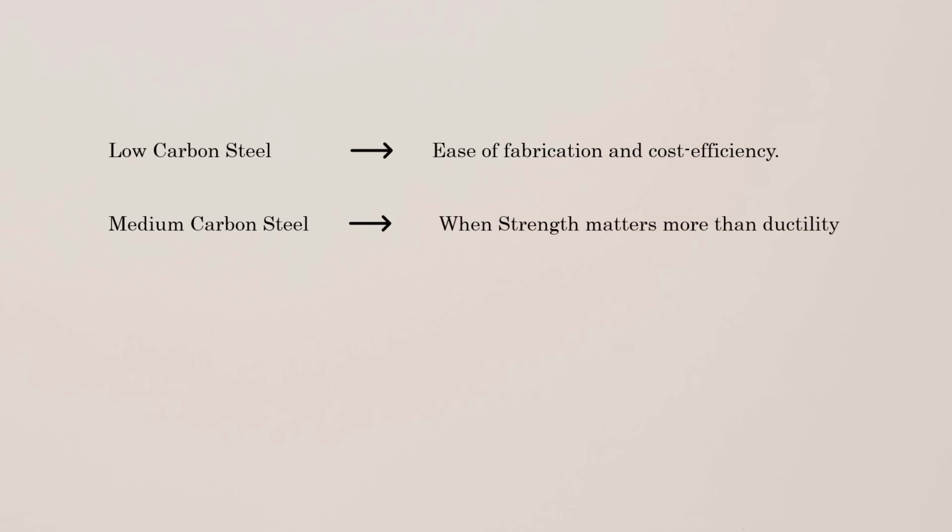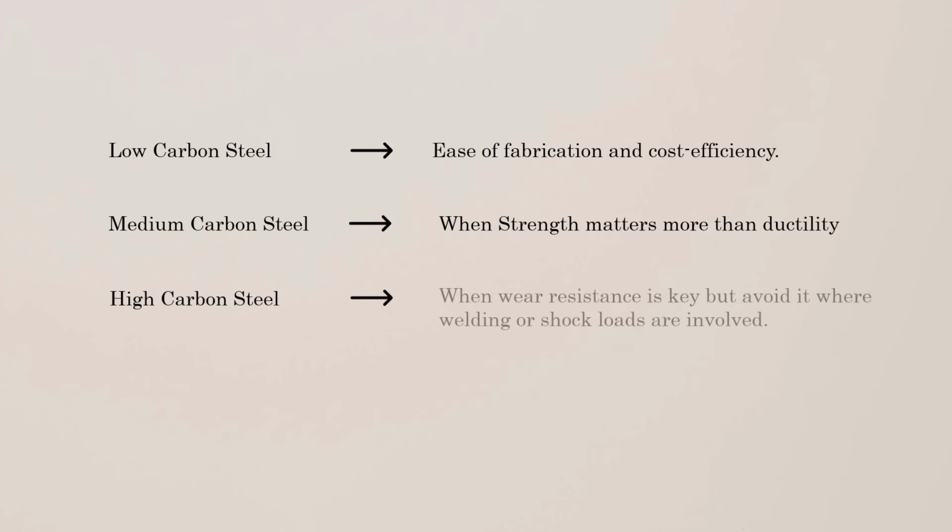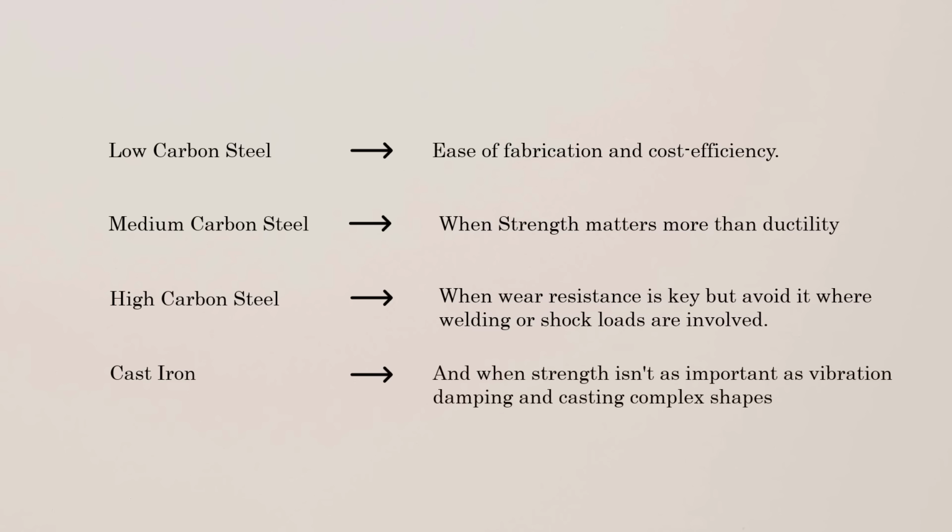So the key conclusion is: use low carbon steel for easy fabrication. Choose medium carbon steel when strength matters more than ductility. And go for high carbon steel when wear resistance is the key, but avoid using it where welding or shock loading are involved. Where strength isn't as important as vibration damping, and for casting complex shapes, cast iron is your good friend.